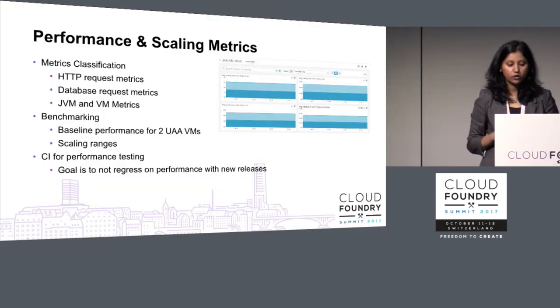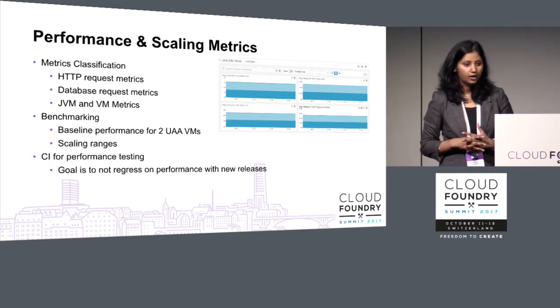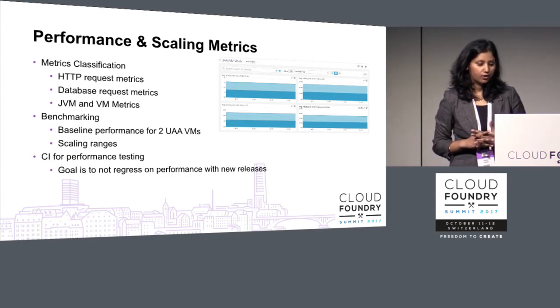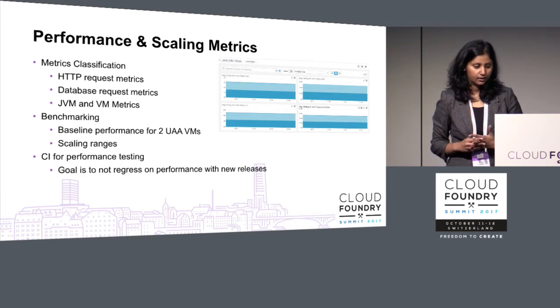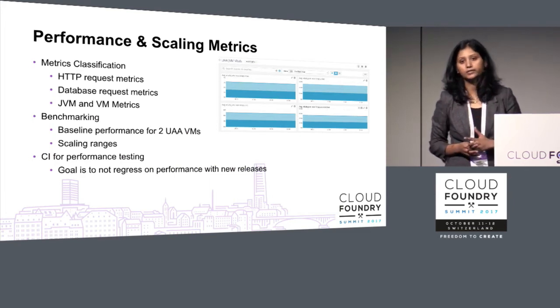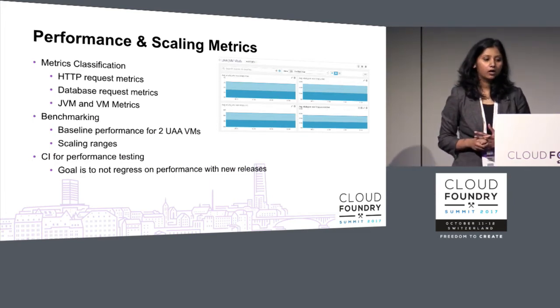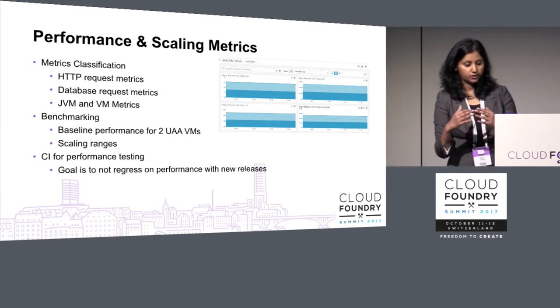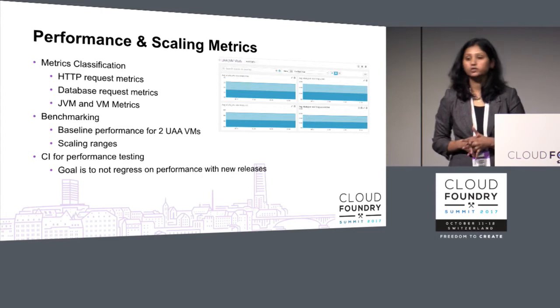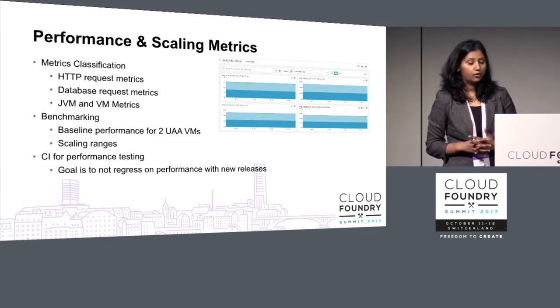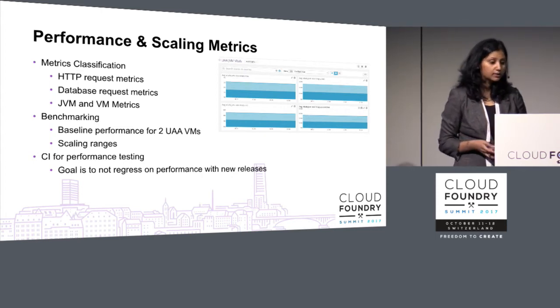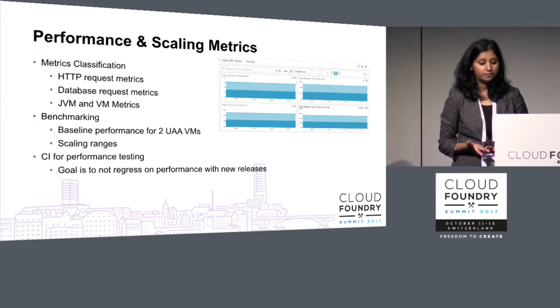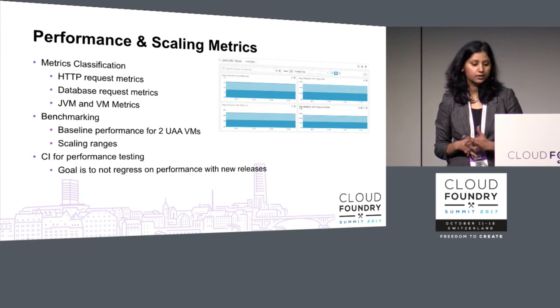Roadmap-wise, there has been a lot of talk about scaling and metrics for other components of CF. We have plans to invest in the performance and scaling aspects of UAA as well. We have started off this work wherein, as part of UAA, there are three kinds of metrics that are being generated: request metrics, database metrics, and VM and JVM metrics. So we have two goals here.